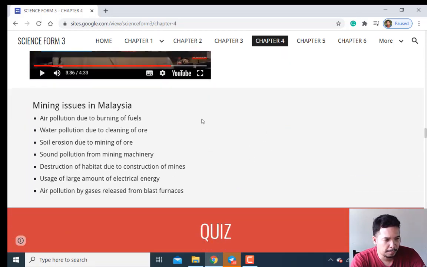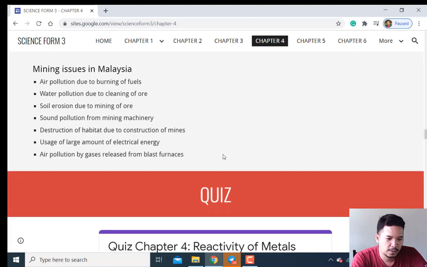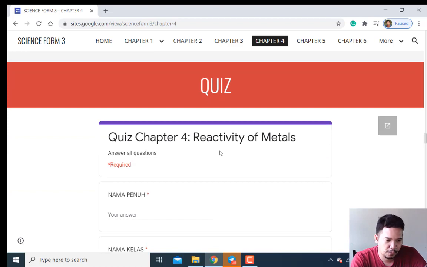Okay, so we continue with mining issues in Malaysia. We have some issues: air pollution due to the burning of fuel, water pollution, soil erosion, sound pollution, destruction of habitat due to the construction of mines, usage of a large amount of electrical energy, and also air pollution by gas released from blast furnaces. So that's all for chapter 4.